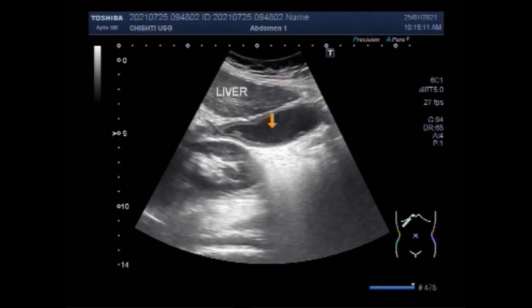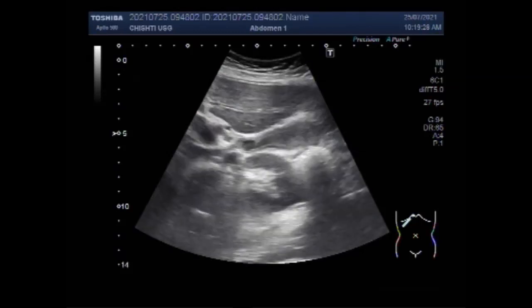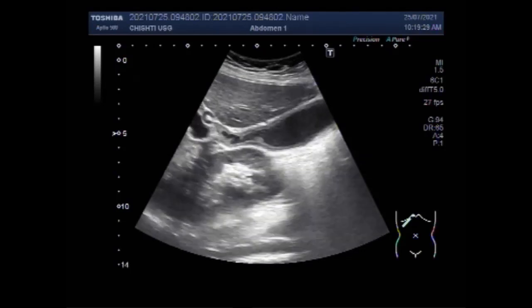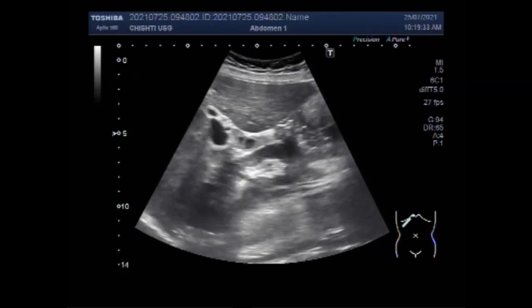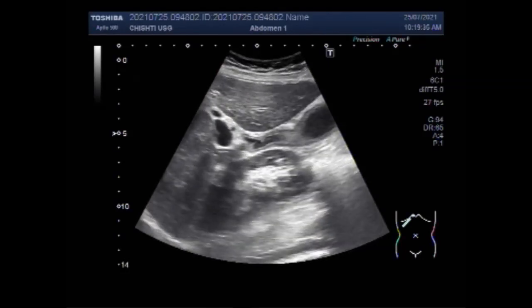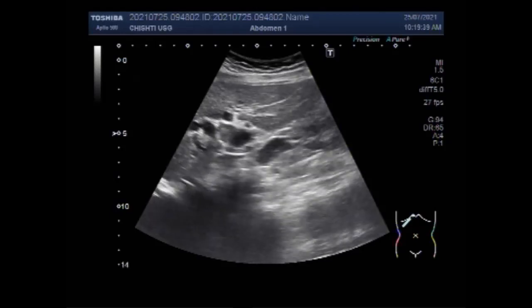Choledocholithiasis is the presence of stones in the bile duct. The stones can form in the gallbladder or in the duct themselves. These stones cause biliary colic, biliary obstruction, gallstone pancreatitis or cholangitis, bile duct infection and inflammation. You can see a stone is seen in the neck of the gallbladder.